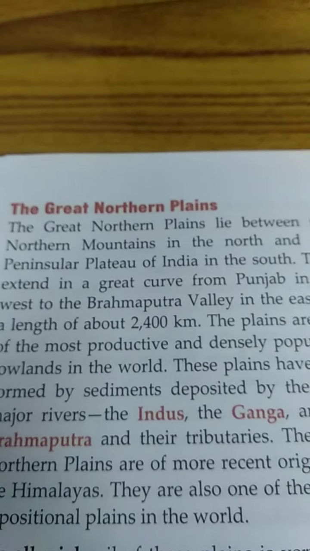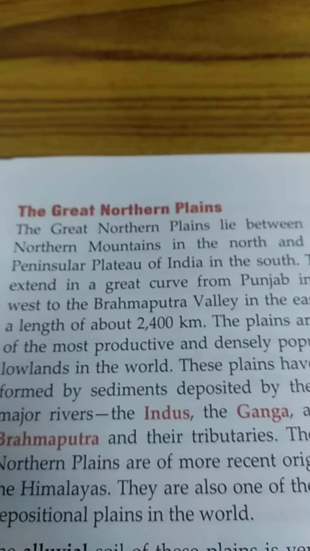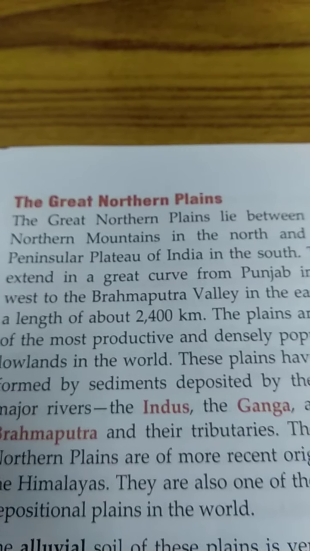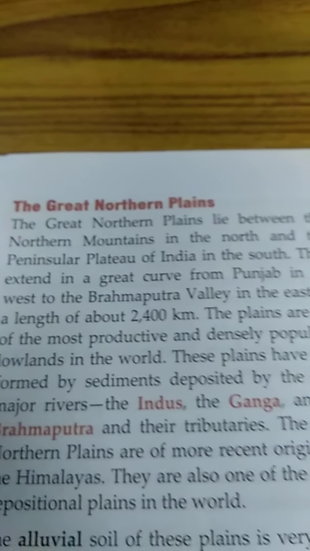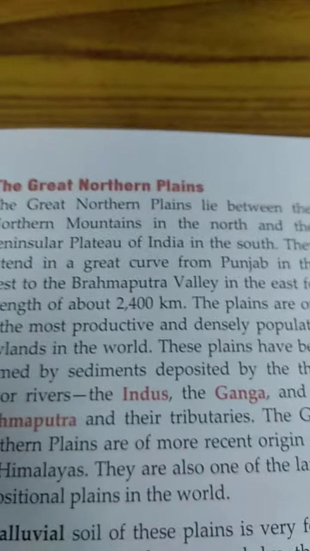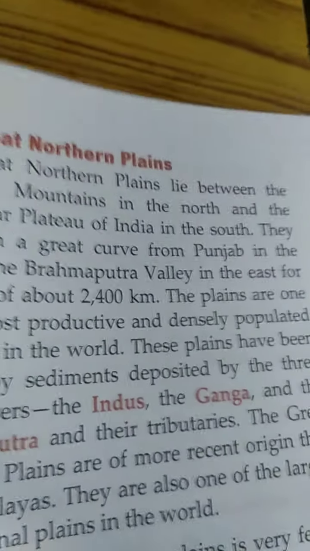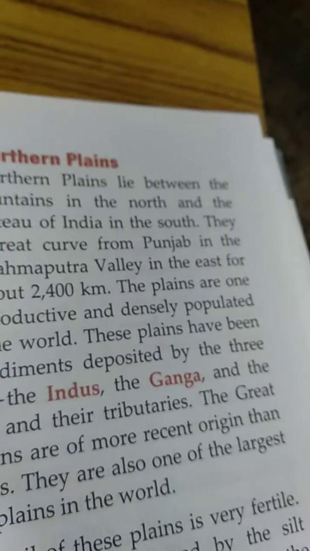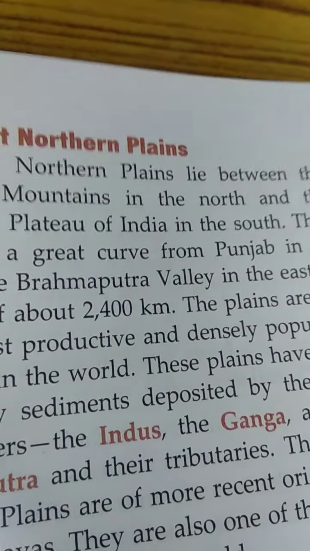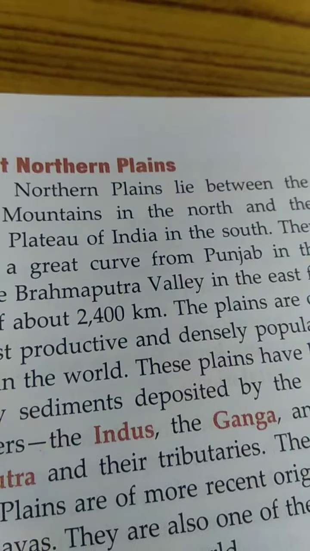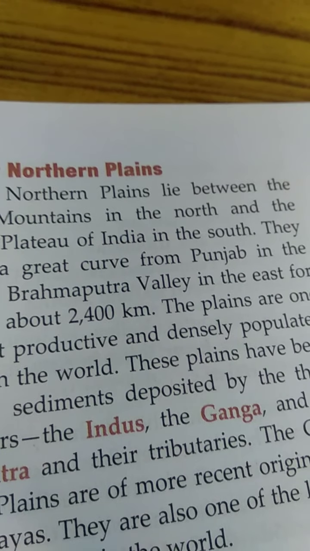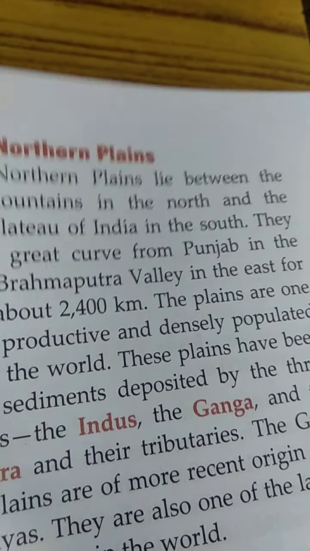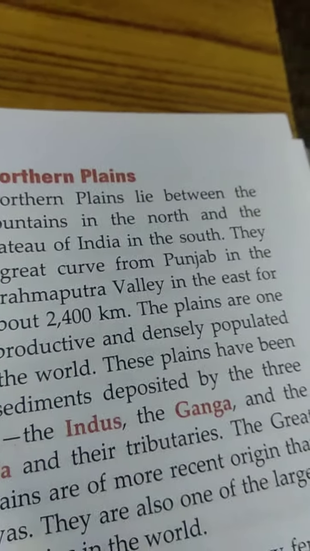It starts from Punjab in the west to the Brahmaputra Valley in the east. Its length is about 2400 kilometers. The plains are the most productive and also densely populated, as they provide work in every aspect for people: agriculture is possible, industries, roads, every facility is easily available here, so people also come and stay in those places.